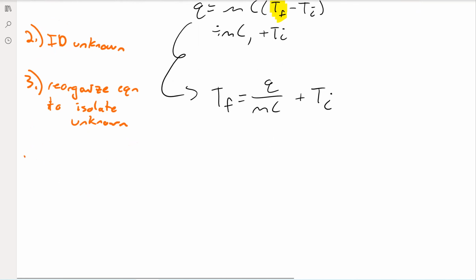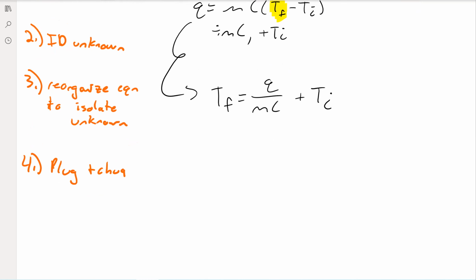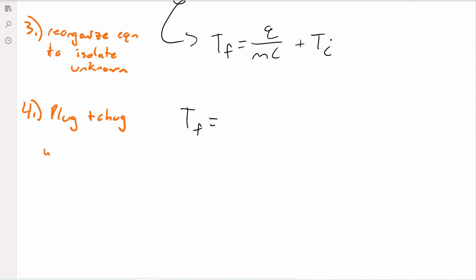And then finally, the fourth step is to plug and chug. So plug in your variables, type it into your calculator, and see what you get. Always be careful with the units. Make sure your units can communicate with one another and that they can cancel out when they need to.